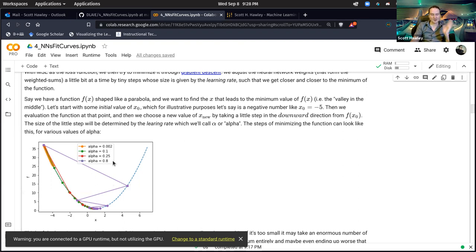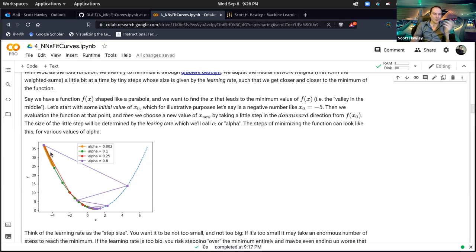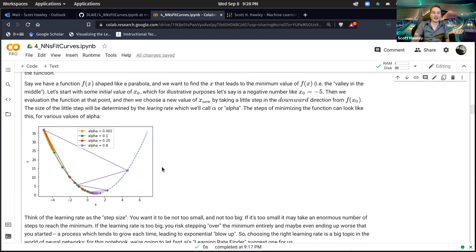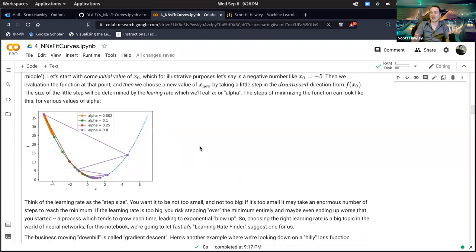But with some right value of alpha, you take big enough steps to get to where you want to go, but not so big that you're going too far. Choosing the right learning rate can be a bit of an art. And actually, since we're using Fast AI, it comes with this algorithm called Learning Rate Finder. It suggests a learning rate for you.